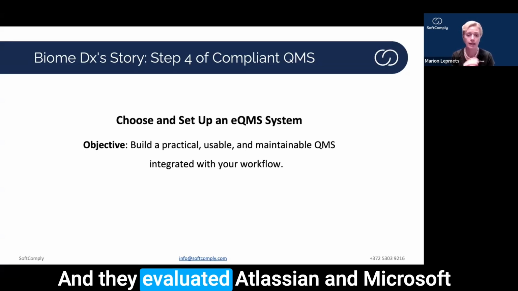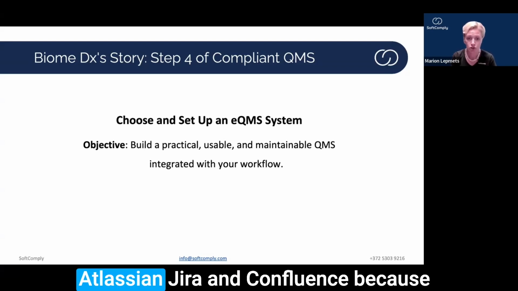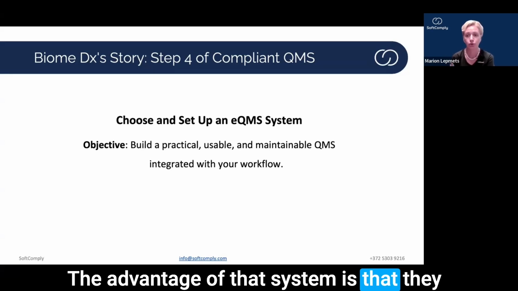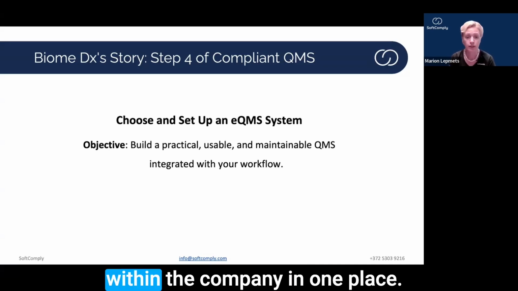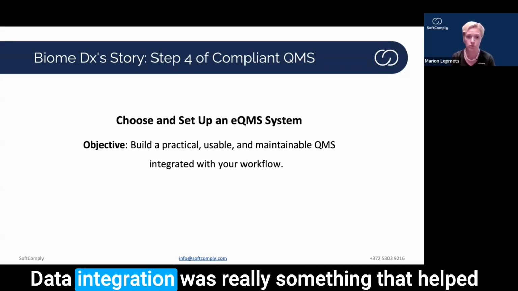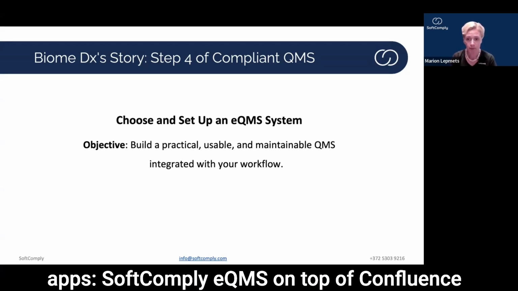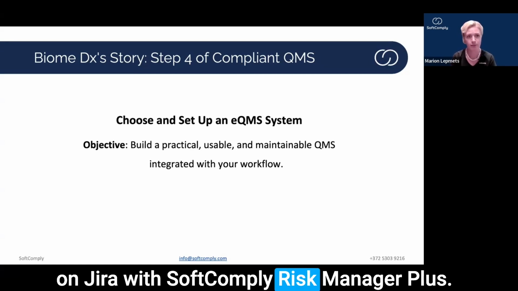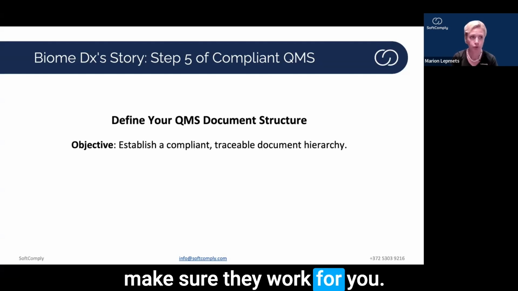And they evaluated Atlassian and Microsoft environments and chose to go with Atlassian's Jira and Confluence because they were using it already beforehand. The advantage of that system is that they could use it for quality-related purposes, for handling all processes and documentation within the company in one place. Data integration was really something that helped them. And they built the eQMS with SoftComply apps on top of Confluence, and risk management as an external plugin on Jira with SoftComply Risk Manager Plus. So when you choose tools, make sure they work for you.